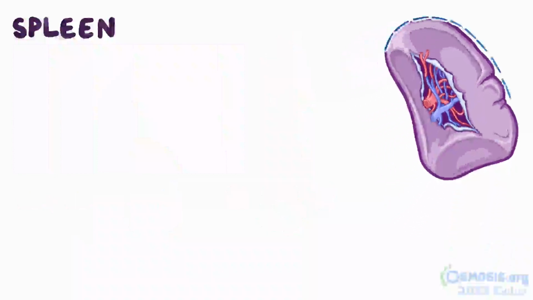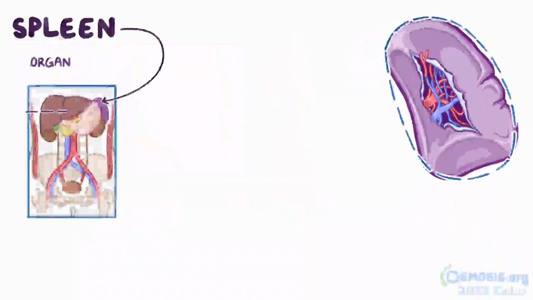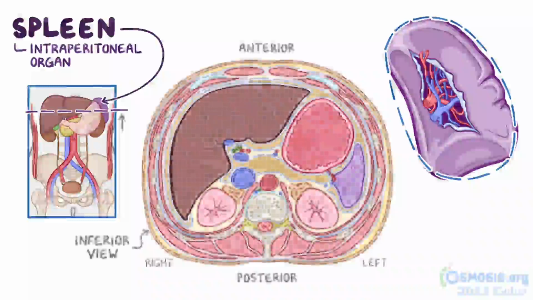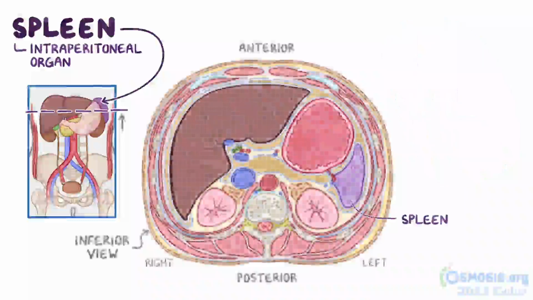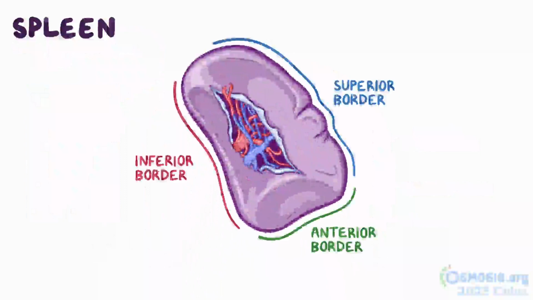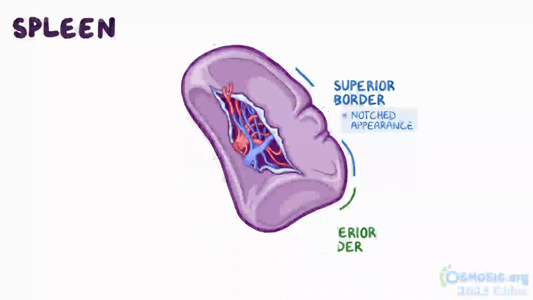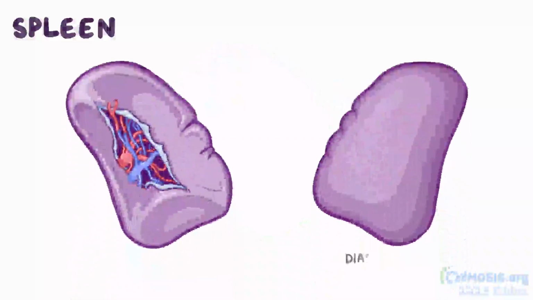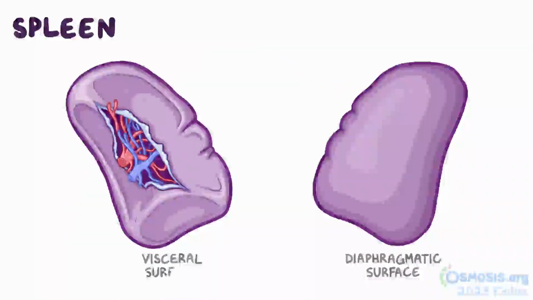The spleen is an oval-shaped organ located in the left upper quadrant of the abdomen and is intraperitoneal. This means that the spleen is entirely enveloped in visceral peritoneum, except at the splenic hilum where the vasculature enters and exits the organ. The spleen has an anterior, superior, and inferior border. The superior border of the spleen is easily recognizable due to its notched appearance. The outer surface of the spleen can also be divided into two parts: the diaphragmatic surface, which is in contact with the concavity of the diaphragm, and the visceral surface, that is in contact with the surrounding abdominal viscera.